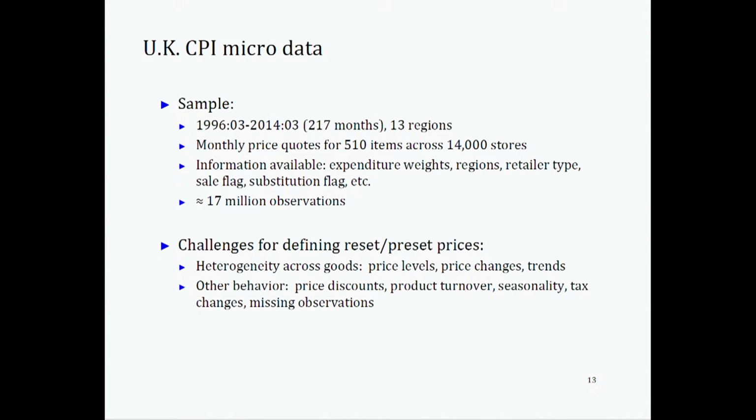This time span is between 1996 and 2014, about 117 months of observations across many goods. And that data set provides a lot of other information that is useful for understanding price behavior of retailers, such as how often they use discounts, how often they update the models of a particular good, and so on.